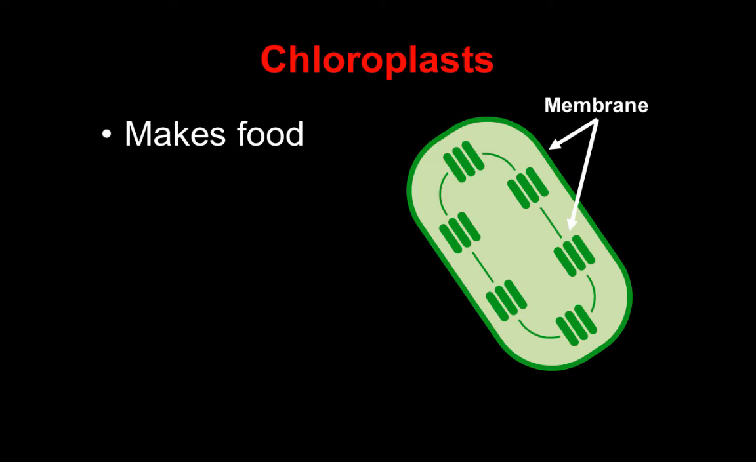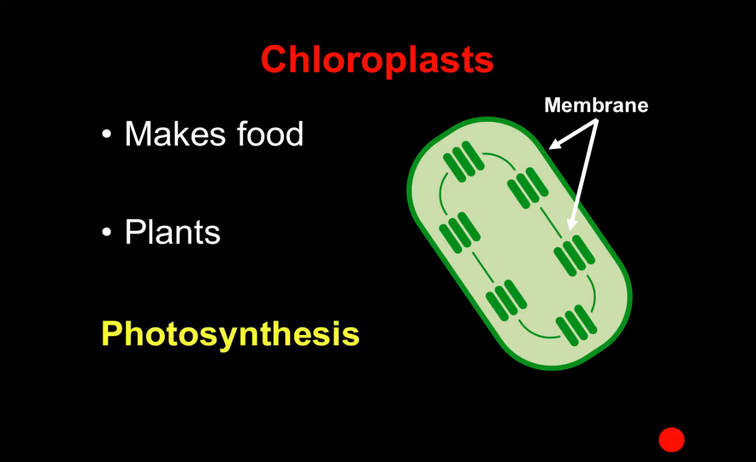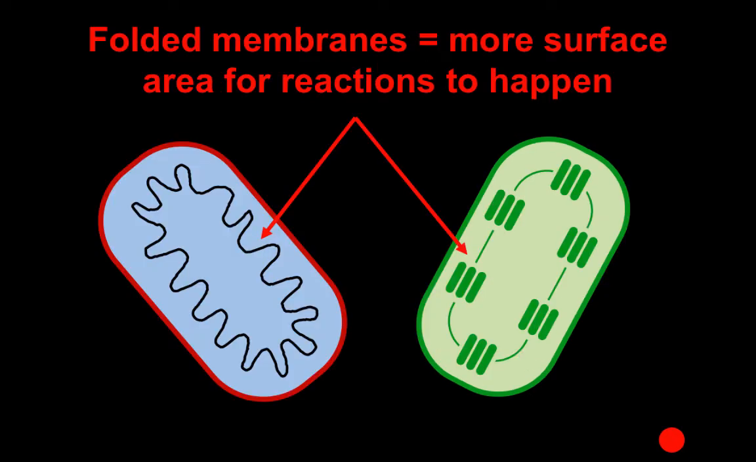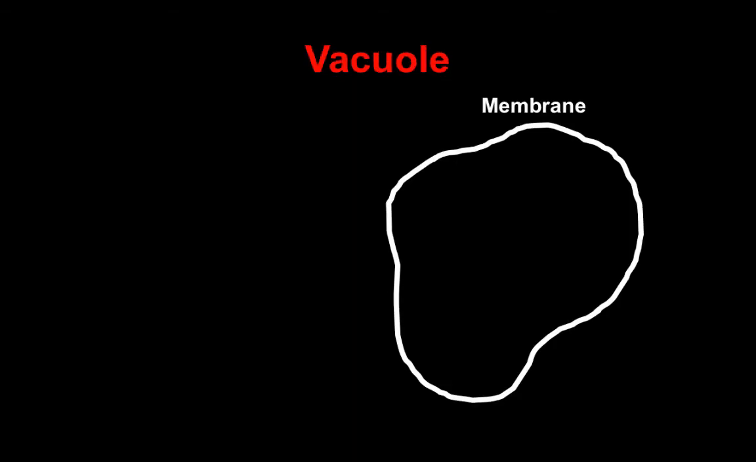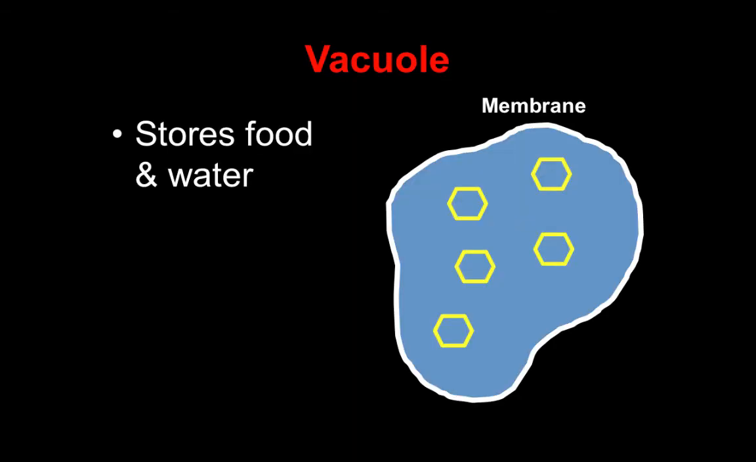Chloroplasts make food found mostly in plants, and that's the site of photosynthesis. So chloroplasts color the plants. And remember, both of these have those folded membranes, more surface area, more efficient reactions. The vacuole stores food and water. It's bigger in plants, but it's found in both plants and animals.